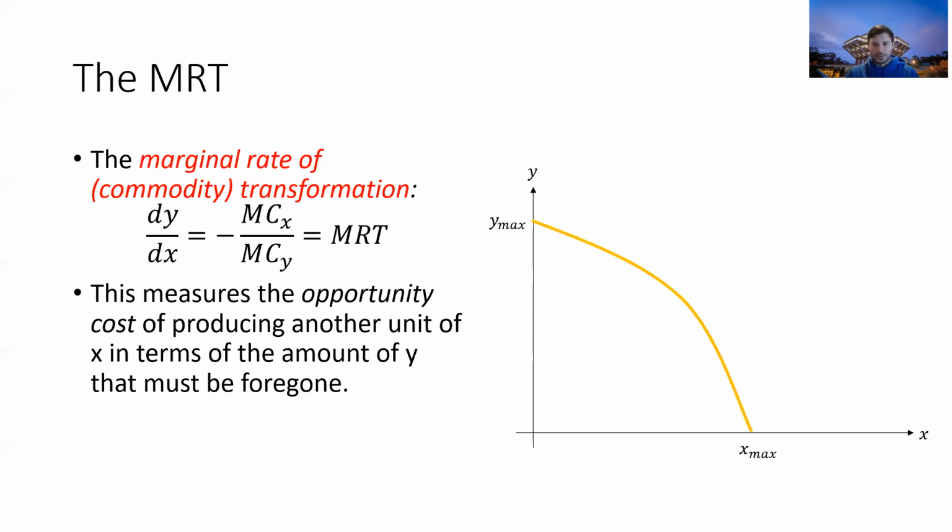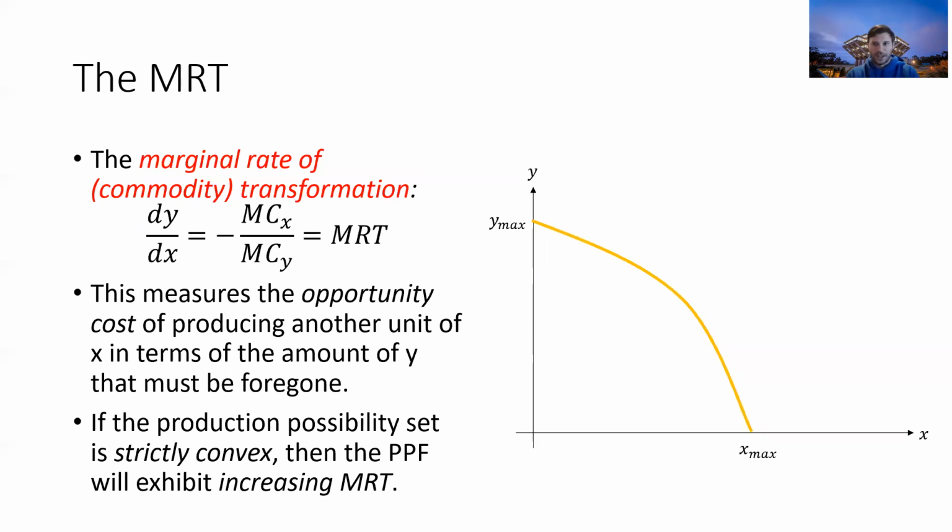Okay, and in the case of this particular picture, where we have a strictly convex production possibility set, moving along the PPF will result in an increasing opportunity cost, right? The absolute value of the slope is getting bigger. Technically the slope becomes more negative, but it's not really diminishing. It's saying you have to give up even more Y as you produce more X, not less.